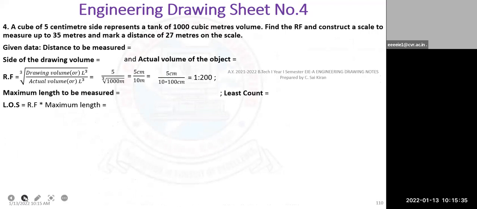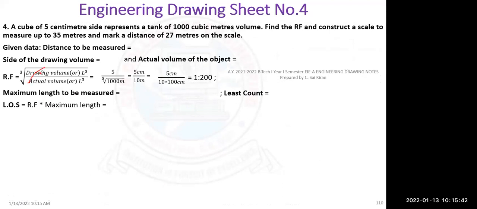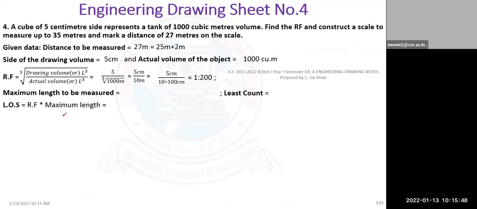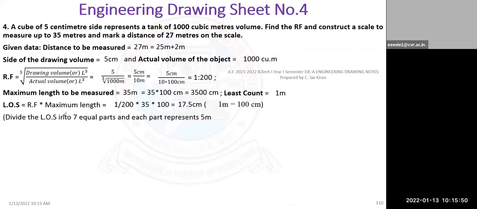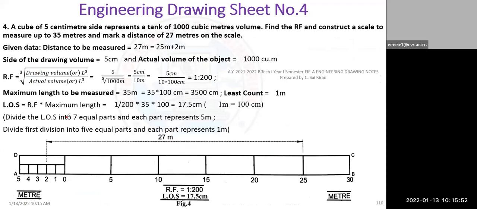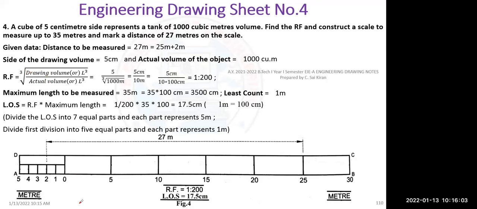So this is a volume. If the volume is given in the problem, you have to use the cube root and solve. Same procedure. RF into maximum length, you have to convert into length only and solve the problem. If it is an area, you have to use square root. If it is a volume problem, you have to use cube root, and you can solve the problem.